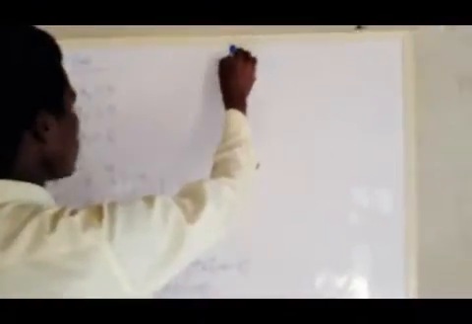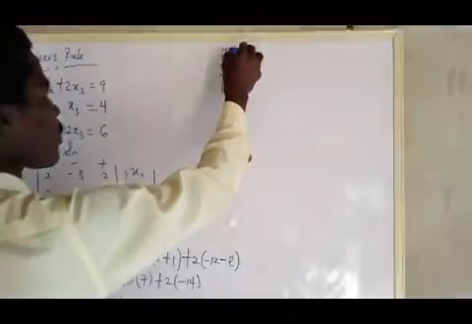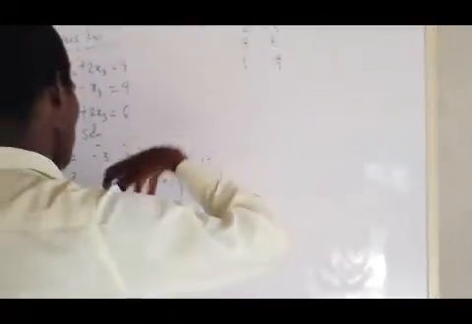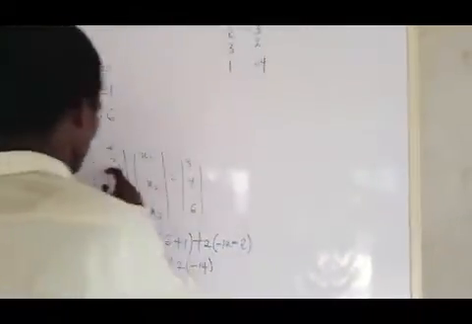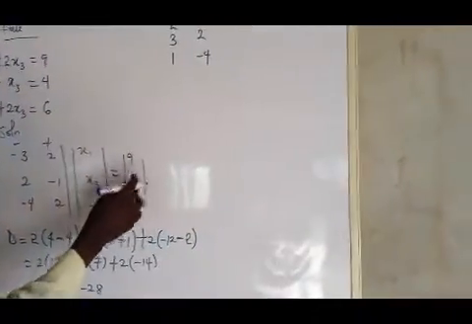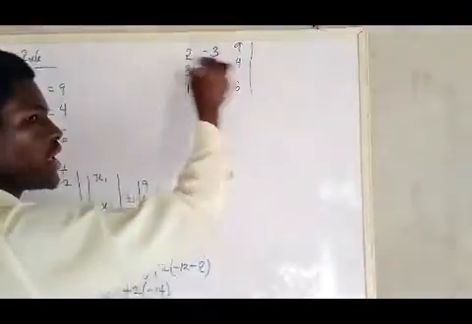So you have 2, 3, 1. You have your second column also minus 3, 2, and minus 4. Then your third column, which is what? 2, minus 1, 2. Now we no longer need that one. So our next column will be what? 9, 4, and what? 6. So that is 9, 4, and 6. Did we get that now?